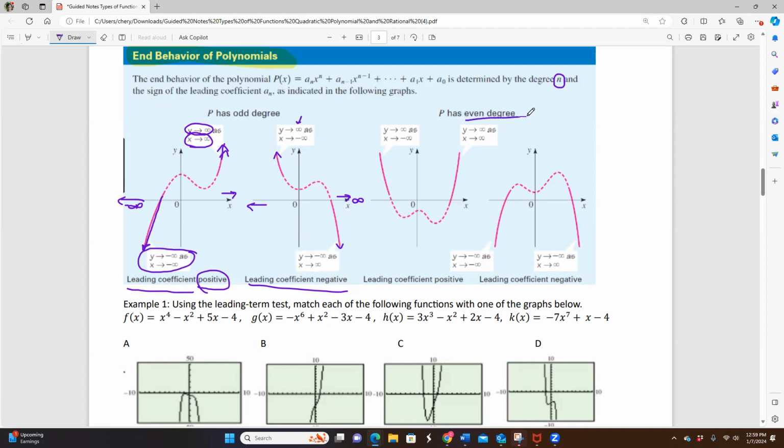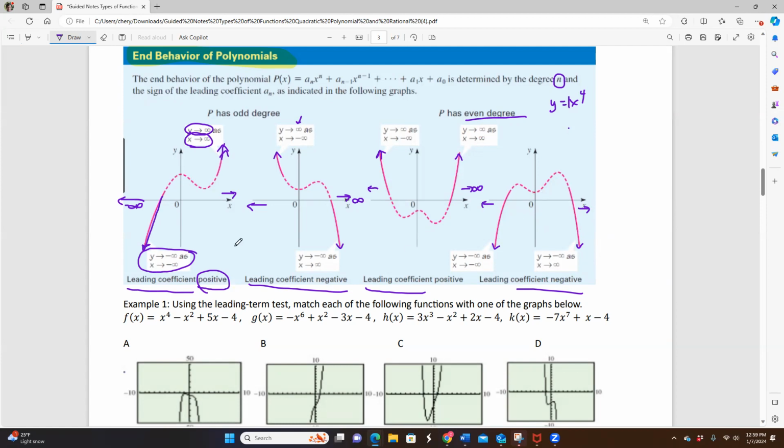Now, if you have an even degree function, like if you had y equals x to the 4th, if it was a positive x to the 4th, then both of the ends of your curve would approach positive infinity. So as x approaches negative infinity, the y value is approaching positive infinity, whereas as x approaches positive infinity, the y value is approaching positive infinity also. This is if the lead coefficient is positive. Conversely, if the lead coefficient is negative, then both the y values approach negative infinity, either when x is going to negative infinity or positive infinity. So that's what that means.